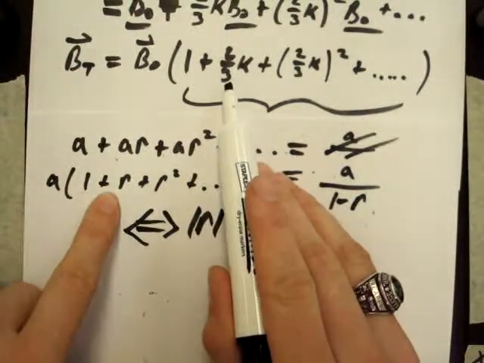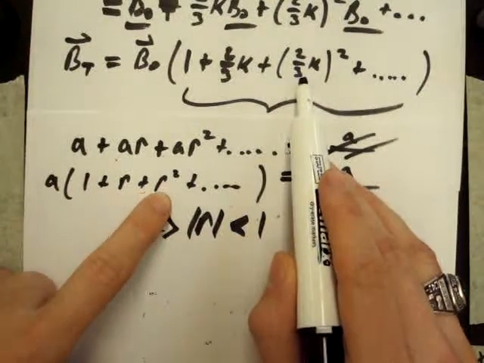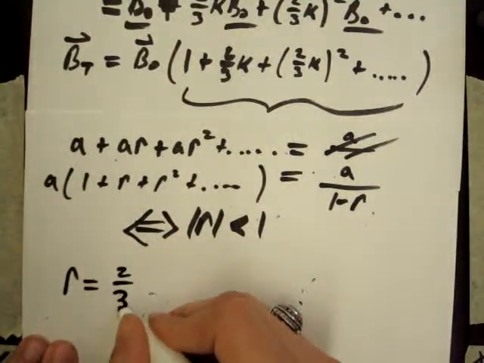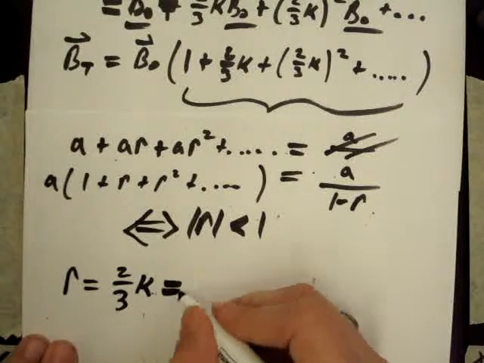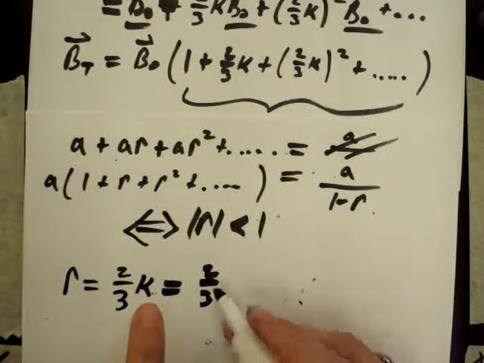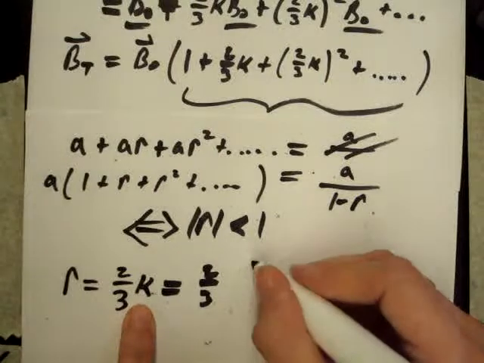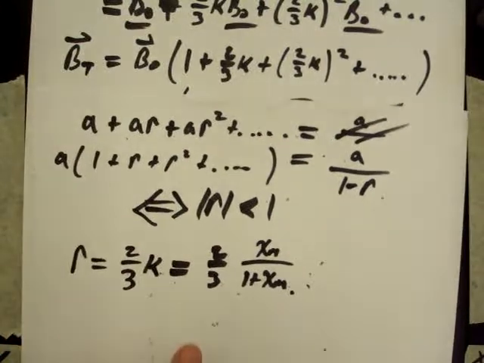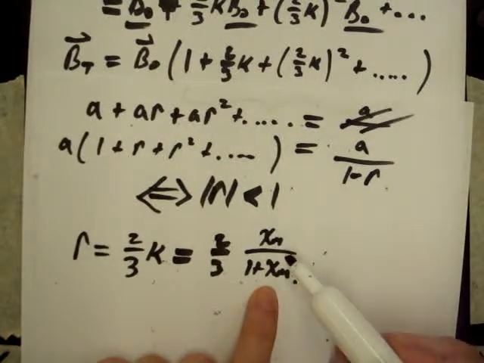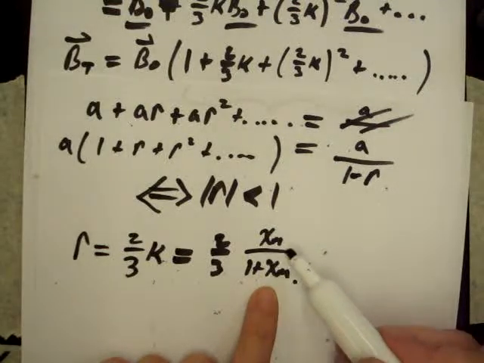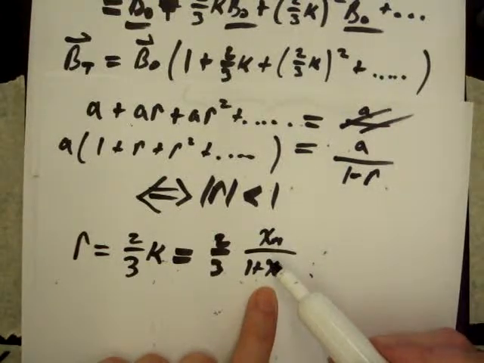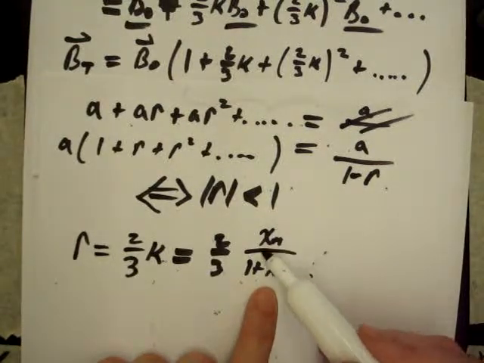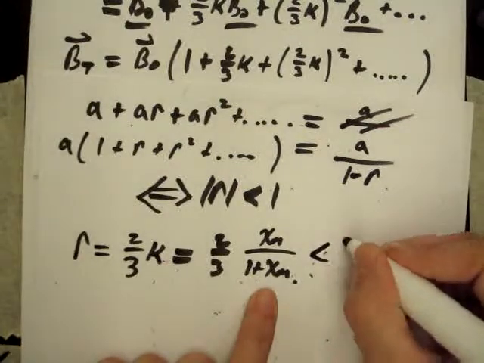We have 1 plus 2/3 kappa plus 2/3 kappa squared and on and on. So it seems like our geometric ratio is 2/3 K. And bringing back what K actually was, because this is just a substitution, this is x of m over 1 plus x of m. Well, 2/3 is of course less than 1, and this ratio has to be less than 1 for any positive value of x of m. And it should be between -1 and 0 for negative values of x of m. So this is of course less than 1.